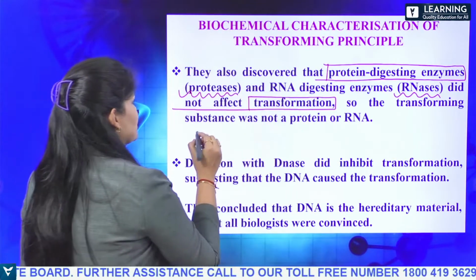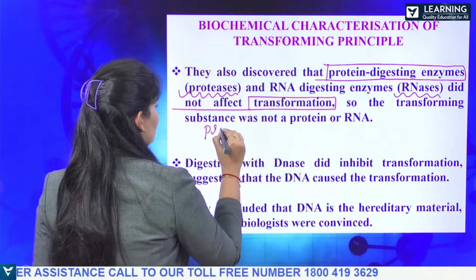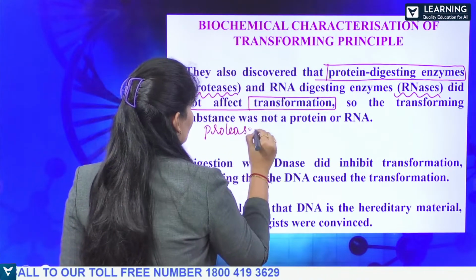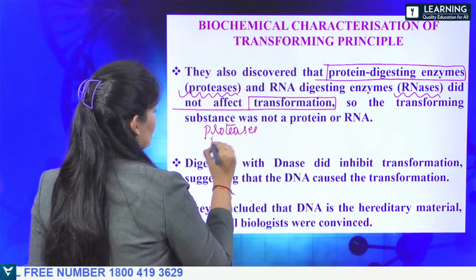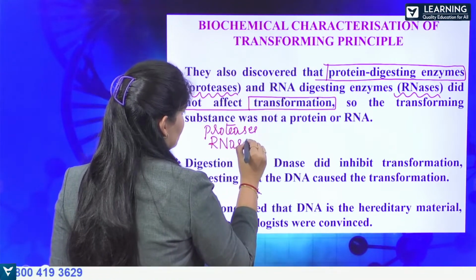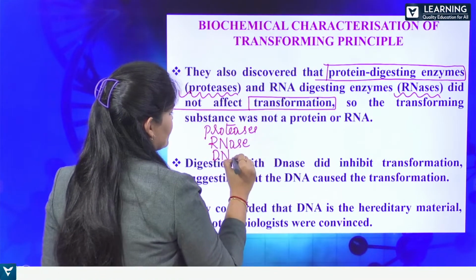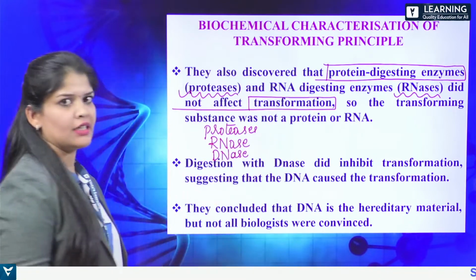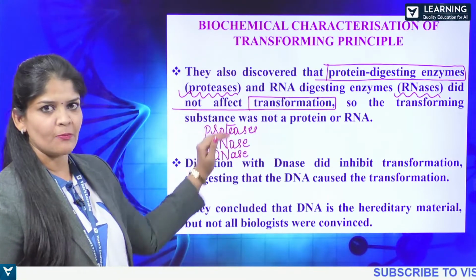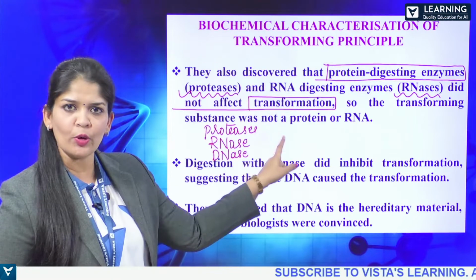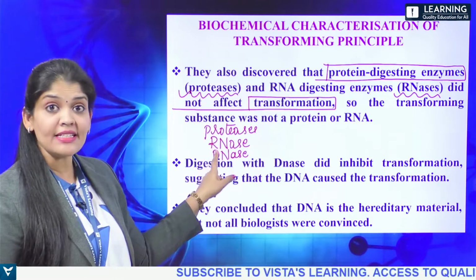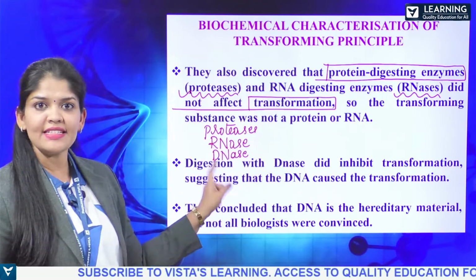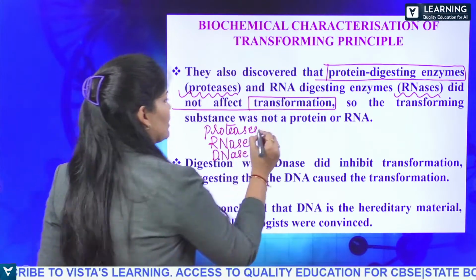See, first they have taken proteases, RNases, and DNase. We know that these are the three enzymes. Proteases can break down the proteins. RNases can break down the RNA. DNase can break down the DNA, right?